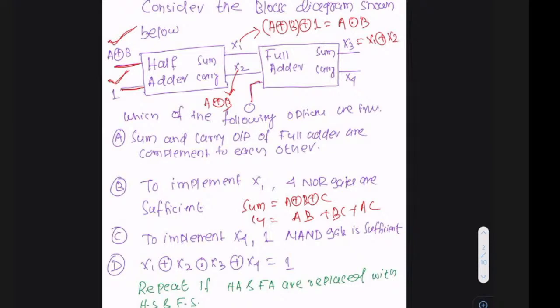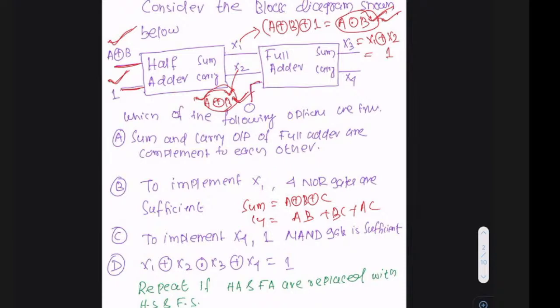So what is X1? X1 is nothing but A XNOR B. What is X2? X2 is basically A XOR B. So they are complement to each other, isn't it? And if I ask you what is X3, X3 is basically 1, because A XNOR B and A XOR B are complement to each other. If I ask you to find the XOR of A XNOR B with A XOR B, the answer is definitely 1.